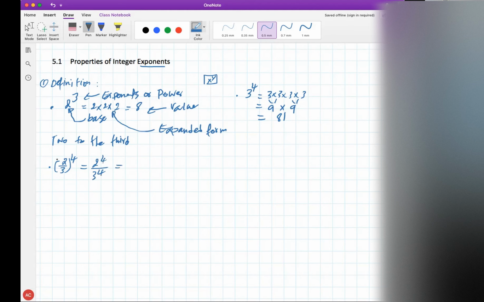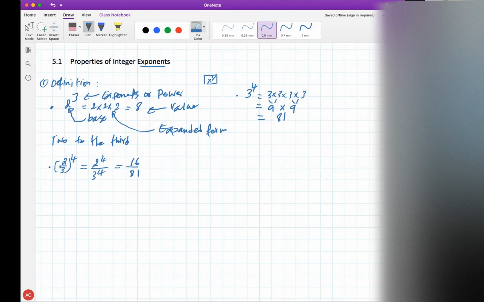Because the 4 belongs to the entire fraction, not just to the 2. So we can split the fraction into 2 expressions, 2 to the 4th over 3 to the 4th. Then you evaluate each one. What is 2 to the 4th? If you add basically another 2 here, multiply this by 2, it would be 16. Very good, 16. And this one we just did here, 3 to the 4th is 81. So that applies to fractions and decimals also, all sorts of numbers basically, any real number, same thing applies.